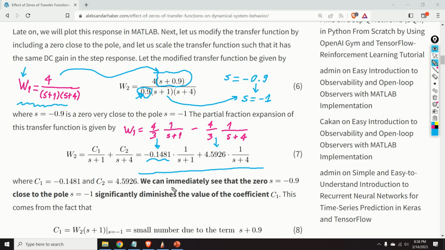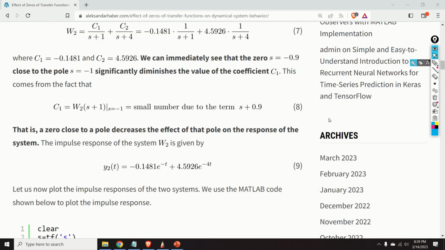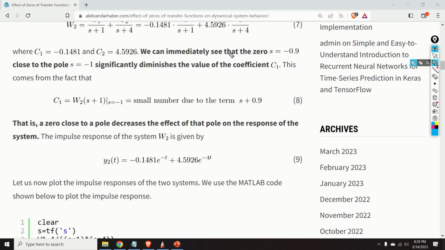Now, we can immediately see that the zero at s equal to minus 0.9 close to the pole significantly diminishes the value of the coefficient C1. This comes from the fact that in order to compute the partial fraction expansion by using the cover method, we use this formula. This formula is evaluated at s equal to minus 1. Now, since the transfer function has a zero at minus 0.9, this whole term is going to be very small.